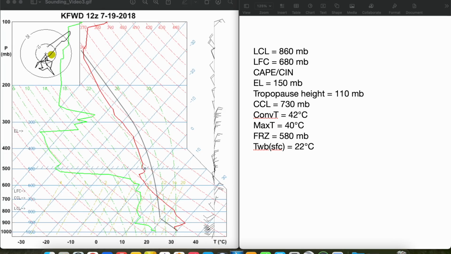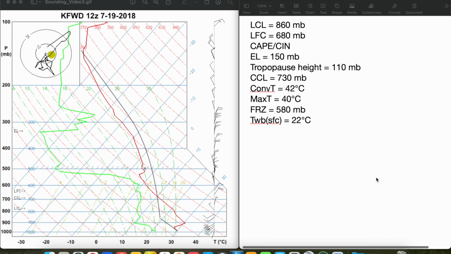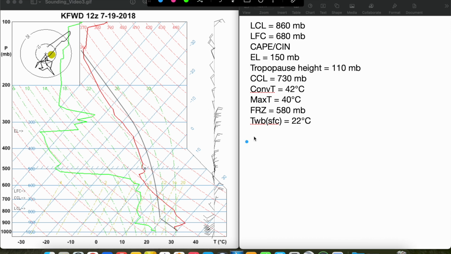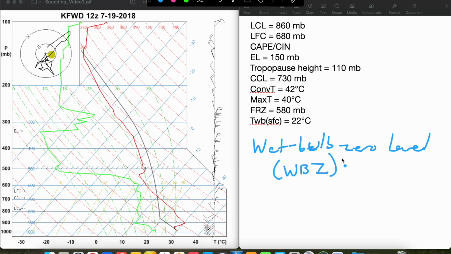Now, from the wet bulb temperature profile, we can find something called the wet bulb zero level. And I'm going to move this up just a little bit so I have a little bit more space to write here. But we can now find something called the wet bulb zero level, or WBZ. And this is pretty much the exact same thing as the freezing level that we talked about a few minutes ago. And it's basically the lowest pressure level where the wet bulb temperature is 0 degrees Celsius.